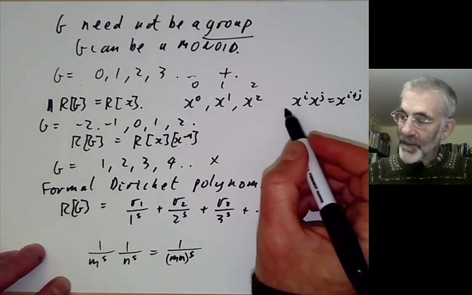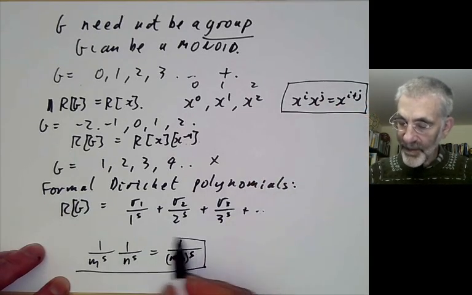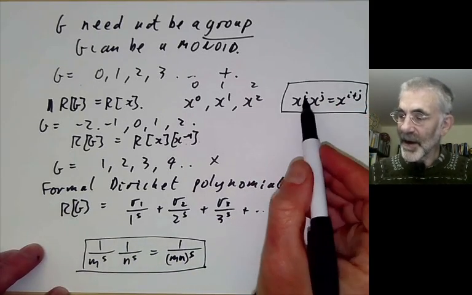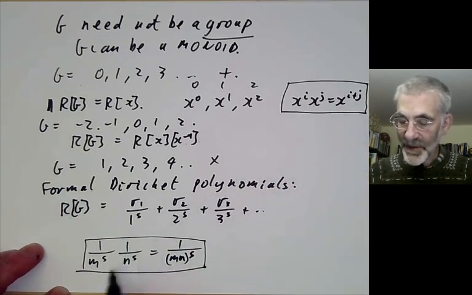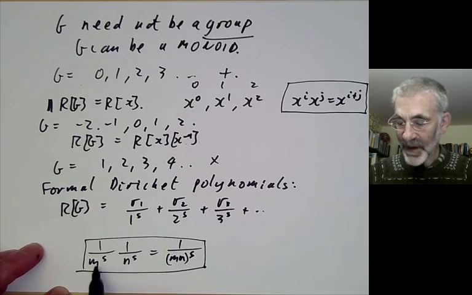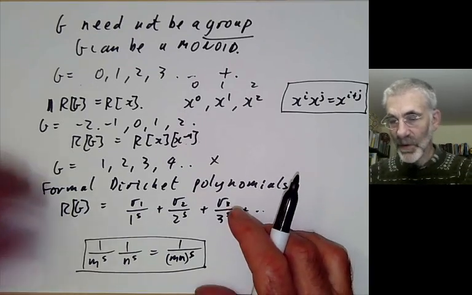So you should distinguish between Dirichlet series and polynomials. So here we're multiplying these by adding the exponents. Here we're multiplying these by multiplying the, well, these aren't the exponents, whatever the thing that isn't the exponent is called.